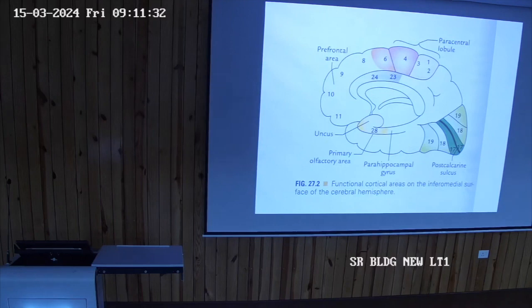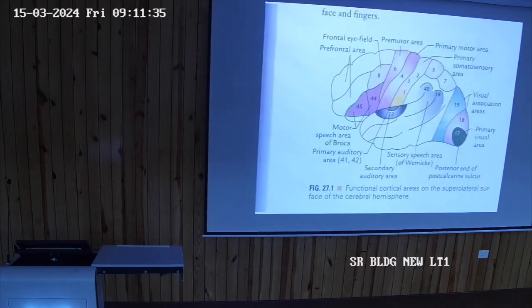Then just see the posterior part of the central sulcus, that is this one. This is the post-central sulcus, and the gyri present between these two, that is the sensory gyrus, or area number 3, 2, 1, that is the primary sensory area, that is this one.